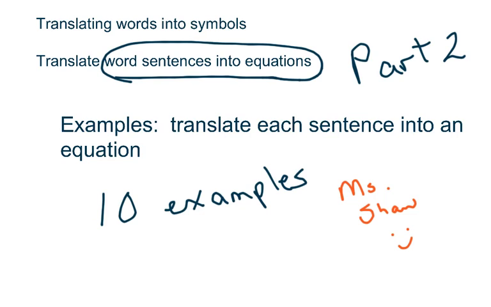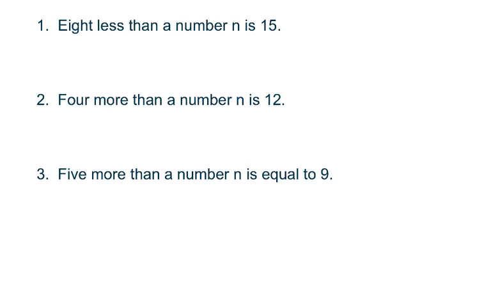So if you can get the translating down and practice a lot, then you'll have the good math intuition to translate words into symbols. Okay, the first example we have is 8 less than a number n, some number n, is 15. Now, when you see the to be verbs like is, are, and things like that, you use equal signs. So that translates to equals.